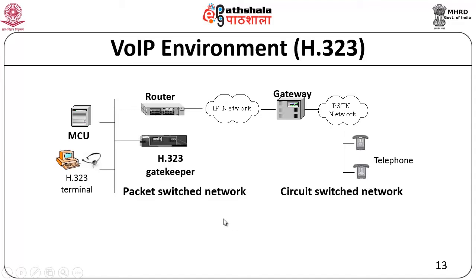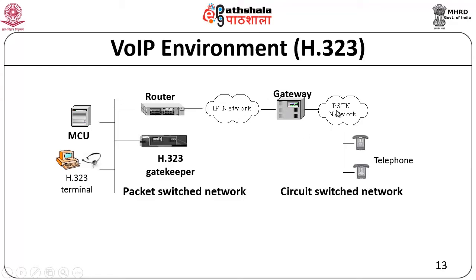Okay. So this again gives you a picture of how H.323 will be used in a voice over IP environment. So you have an H.323 terminal which will talk to an H.323 gatekeeper. Now, this gatekeeper is the one that is responsible for call admission and so on, and so through this H.323 gatekeeper, the terminal will be able to send voice over IP calls on the IP network, and it will go to a gateway. This is our H.323 gateway that we talked about.